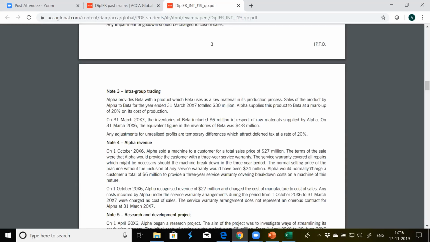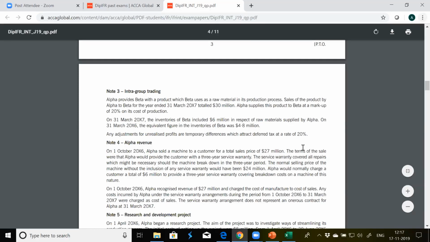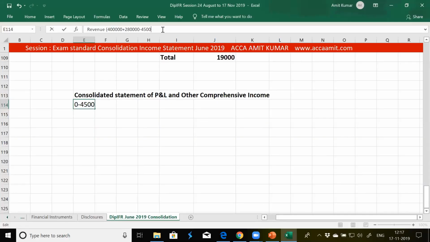Intra-group transaction of 30,000. It is revenue of one entity and cost of sales of another entity. It's part of purchases of another entity. It is part of revenue of one entity. So we'll remove it from both revenue and cost of sales. Shall I remove 30,000? Minus 30,000. The total amount of revenue turns out to be 400,000 plus 280,000 minus 4,500 minus 30,000, that is 645,500 as the amount of revenue.